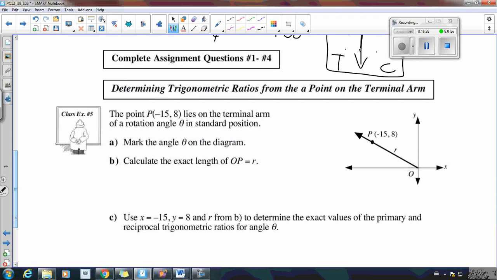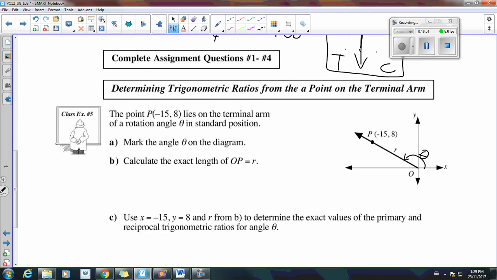Next question, determining trigonometric ratios from a point on a terminal arm. So you probably saw this last year, but we'll do a few examples as review. The point (-15, 8) lies on the terminal arm of a rotation angle theta in standard position. Mark the angle. So the rotational angle is here. This is our rotational angle. Calculate the exact length of OP.